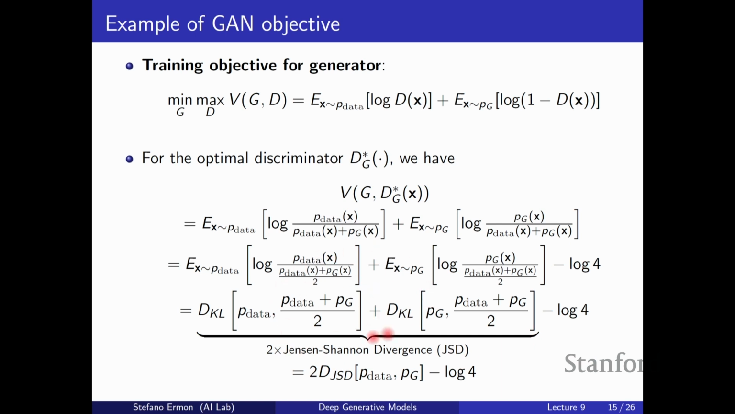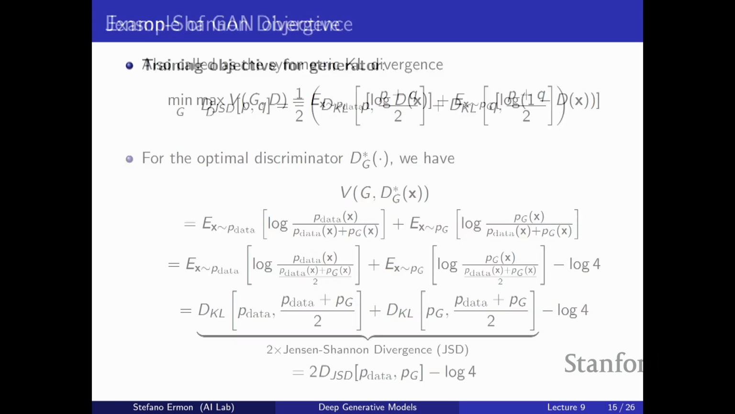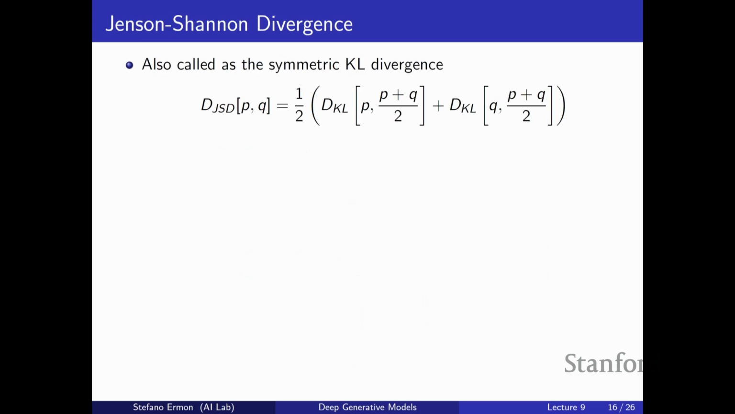So this thing is essentially 2 times this quantity, called the Jensen-Shannon divergence, which is also known as symmetric KL divergence. If you want to compute this Jensen-Shannon divergence between P and Q, you do the KL divergence between P and a mixture of half P and half Q, and then you do the reverse: the KL divergence between Q and a mixture of P and Q. And this has nice properties. We know KL divergence is non-negative. Sum of 2 KL divergences also has to be non-negative.